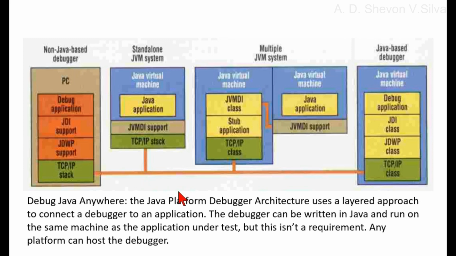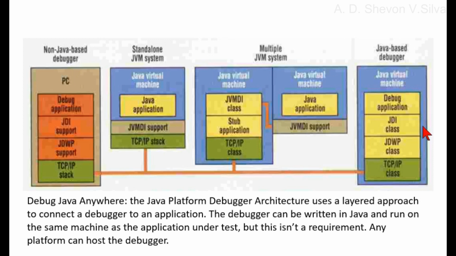Write once, debug test everywhere is a variant on Java's write once, run anywhere claim, and it defined the Java platform debug architecture. JPDA is a client-server system built on 3 application programming interfaces, APIs. The Java Debug Interface, JDI, is the client interface used by the Java debugger to access the debugging facilities.